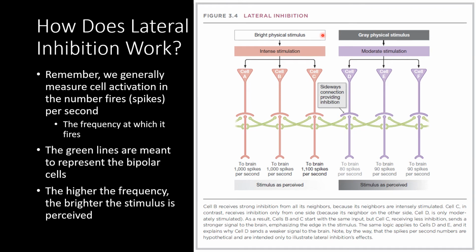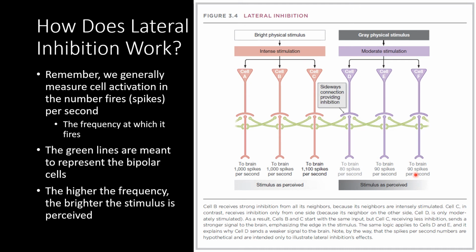Now, as this goes on, you see that there are different numbers of spikes per second. We see that these two here have about 1,000 spikes per second. This one has more than them for some reason at 1,100. This is at 80, which is actually a little bit less than these two over here. So how is that working?